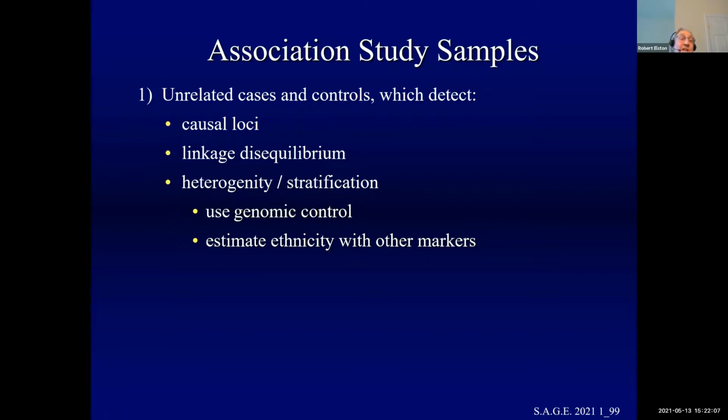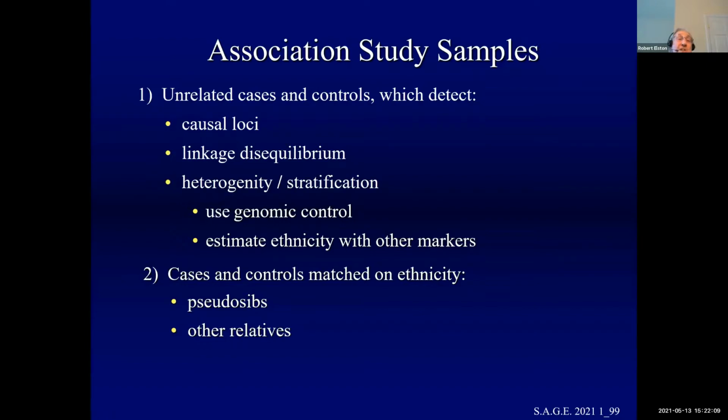Or you can use cases and controls matched for ethnicity. You can have what are sometimes called pseudo-sibs. They're not really sibs, they're close friends. You think they were brought up together, they're very similar in everything except their genetics. Or you can use other relatives.